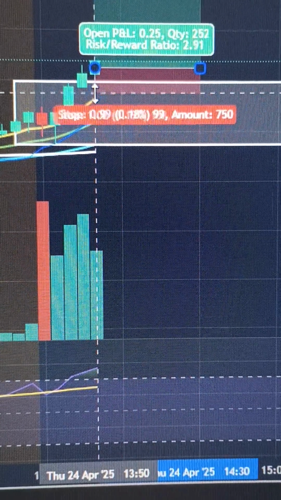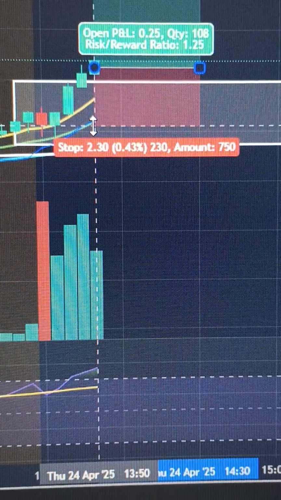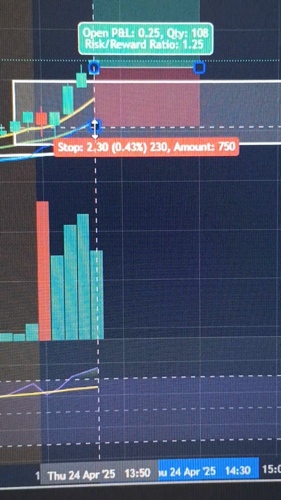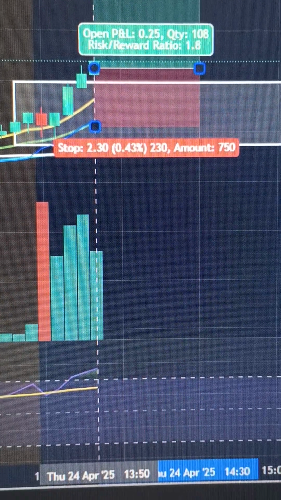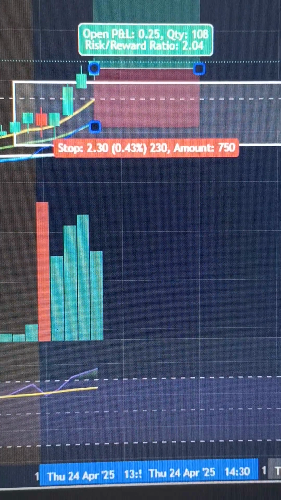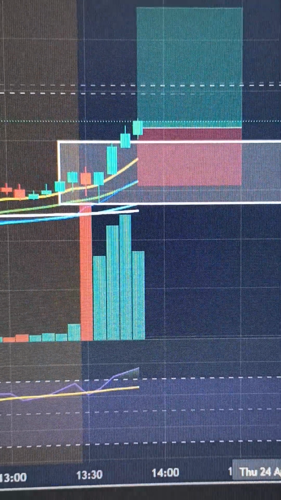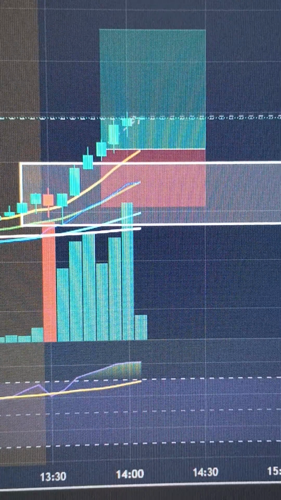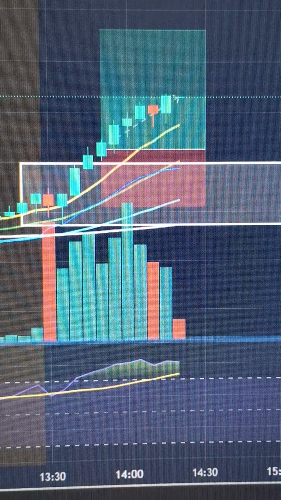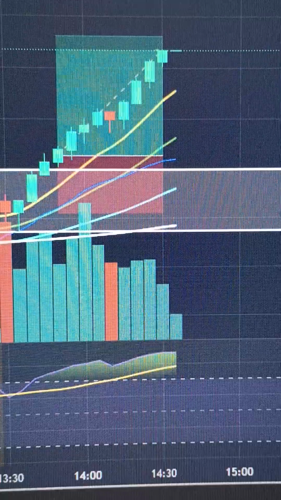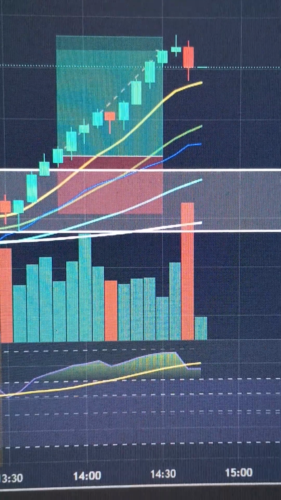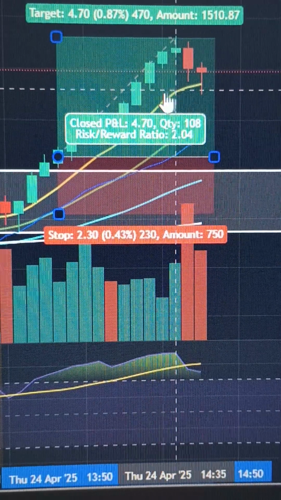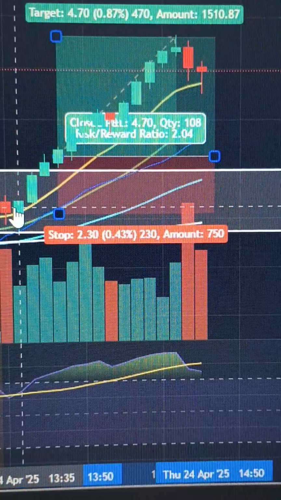We place our stops below the 9 and the 21 EMA. Remember, this yellow line is the 9 EMA, this green line is the 21. We place our stops right below, and we're aiming for at least a 1 to 2 risk to reward on this trade. Now let's see what happens. And TP hit. So that's a 1 to 2 on this trade using this 15-minute opening range.